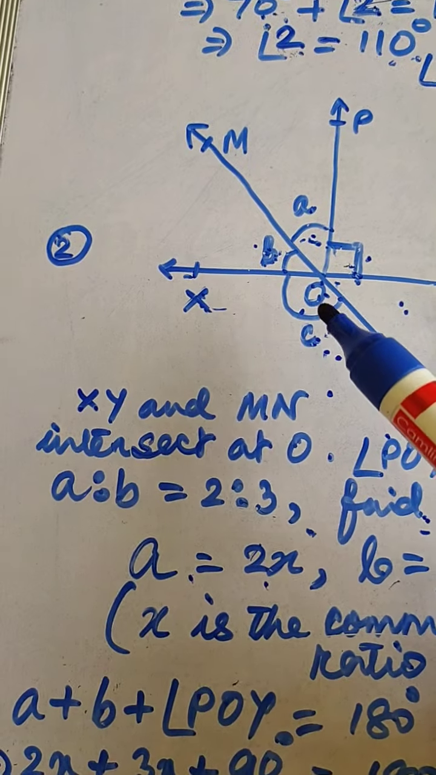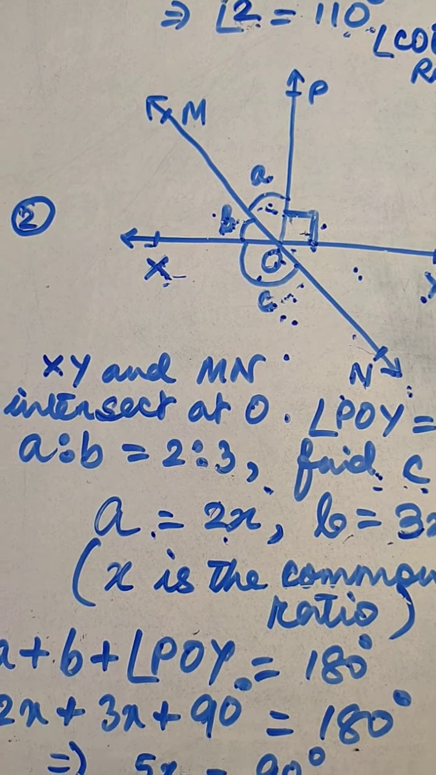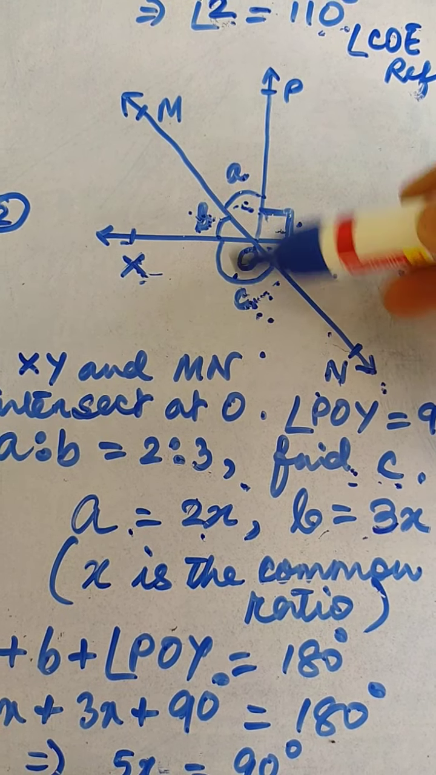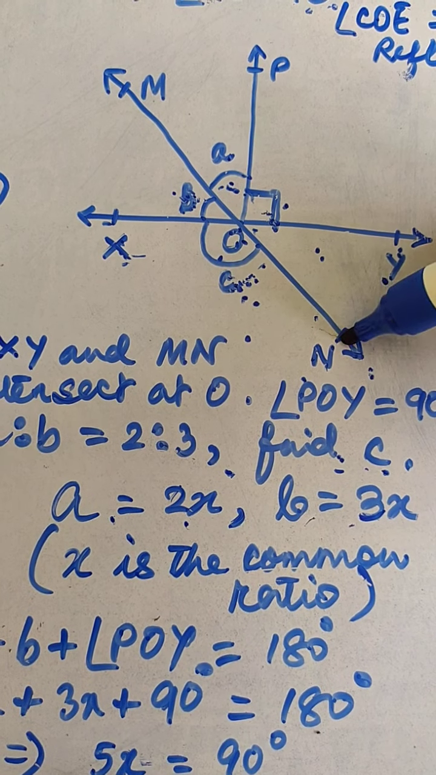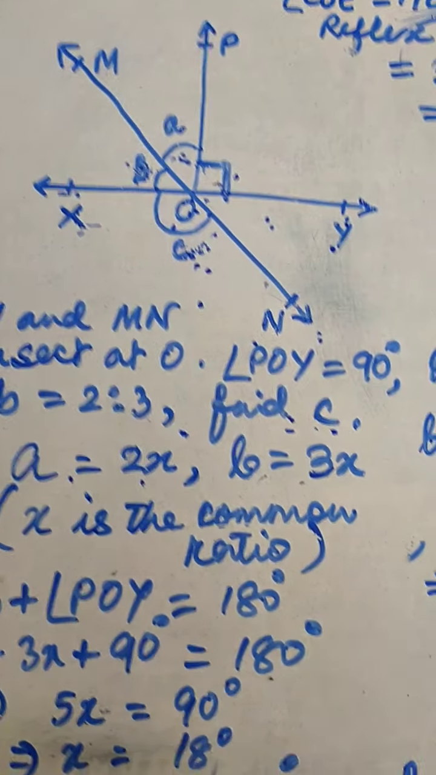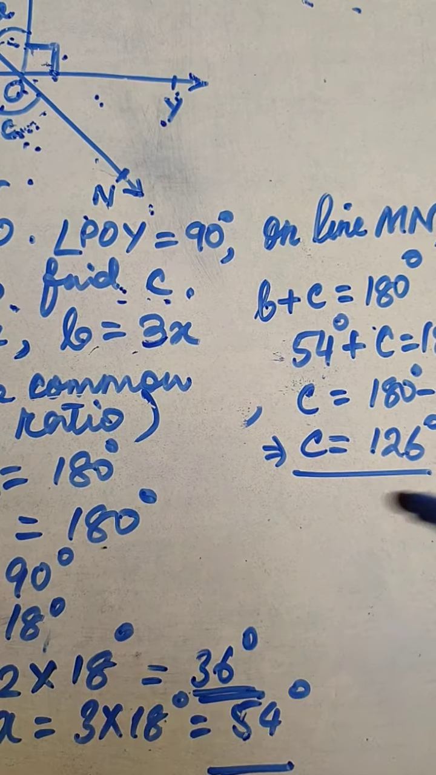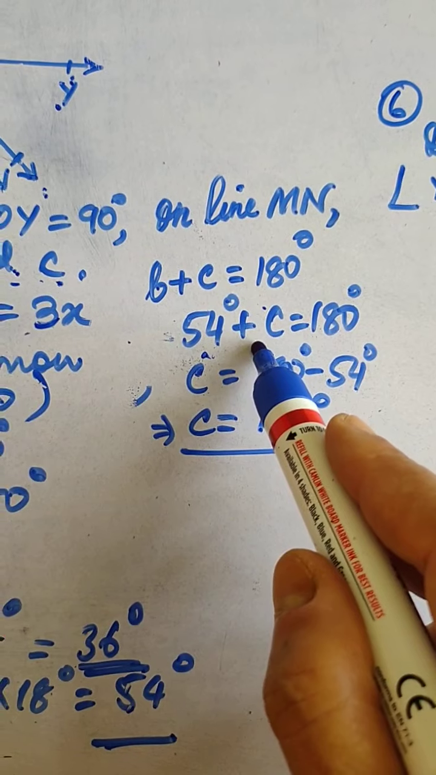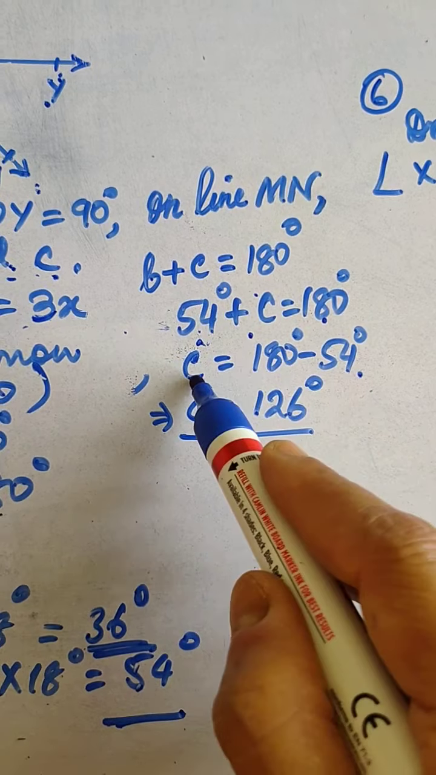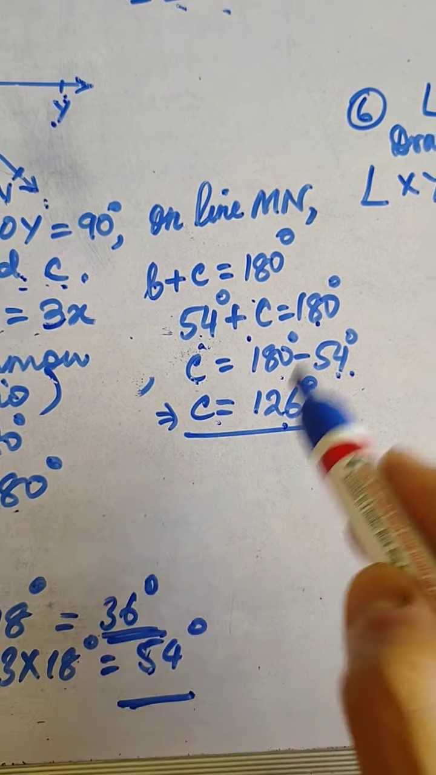Now let us see how can we find out C. So here you see MN is a line, OX is the ray standing on it. So we can consider here B plus C equal to 180 degree, linear pair. On line MN, OX is the ray, we get B plus C equal to 180 degree. Now we got the value of B as 54 degree. So we will substitute B by 54 degree plus C equal to 180 degree. Now 54 degree can be shifted that side. So C equal to 180 degree minus 54 degree, that gives you 126 degree.